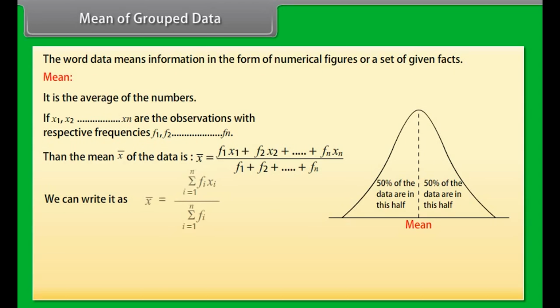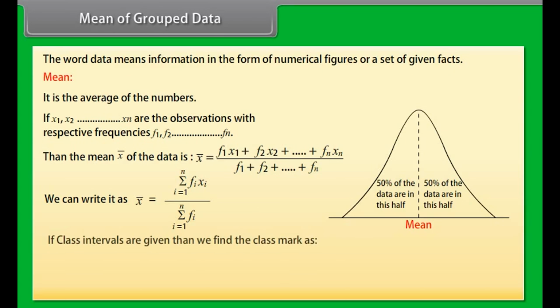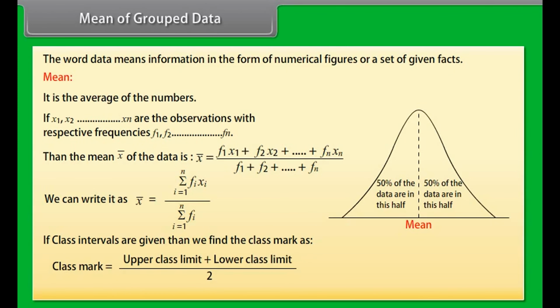We can write it as x bar equals summation from i equals 1 to n of the product of fi and xi, divided by summation from i equals 1 to n of fi. If class intervals are given, then we find the class mark. Class mark equals (upper class limit plus lower class limit) by 2. For each class interval, we use class mark as xi in the above given formula.